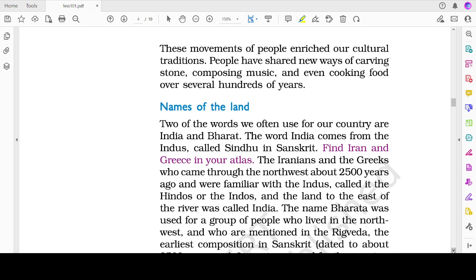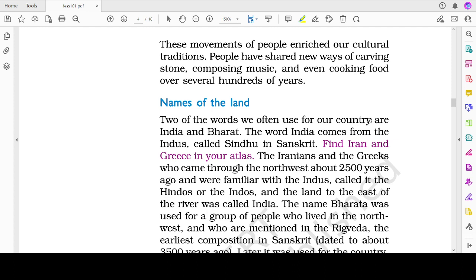Now, names of the lands. Two of the words we often use for our country are India and Bharat. The word India comes from the Indus. We saw the Indus river. From there only the word India has been derived. That Indus was called Sindhu in Sanskrit. The Iranians and the Greeks who came through the northwest about 2500 years ago were familiar with the Indus, and called it Hindus or the Indus. The land to the east of the river was called India.